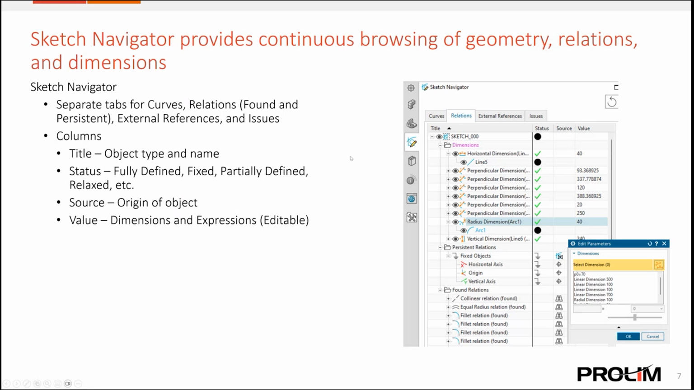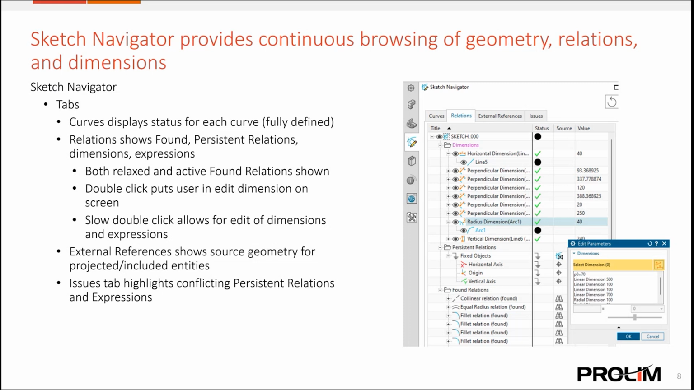Now, a quick explanation on that. The title is the object type and name. Your status will tell you whether the object is fully defined, fixed, partially defined, relaxed, etc. The source is the origin of the object, so whether that's coming in from a different assembly, a different part, or within the same assembly, as well as the value, so that would be any sort of dimensions or expressions that are editable.